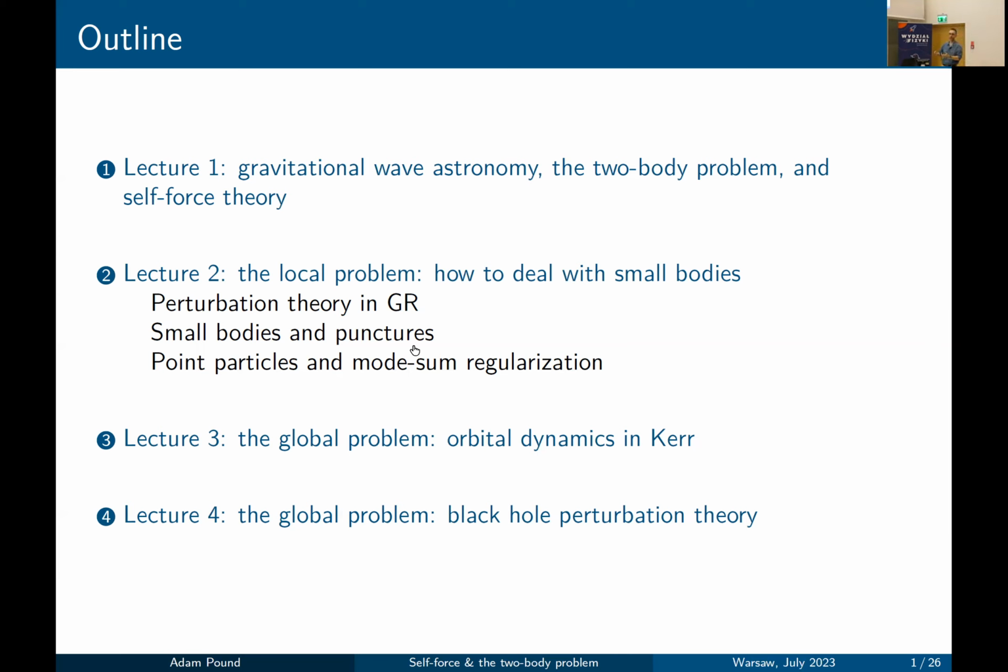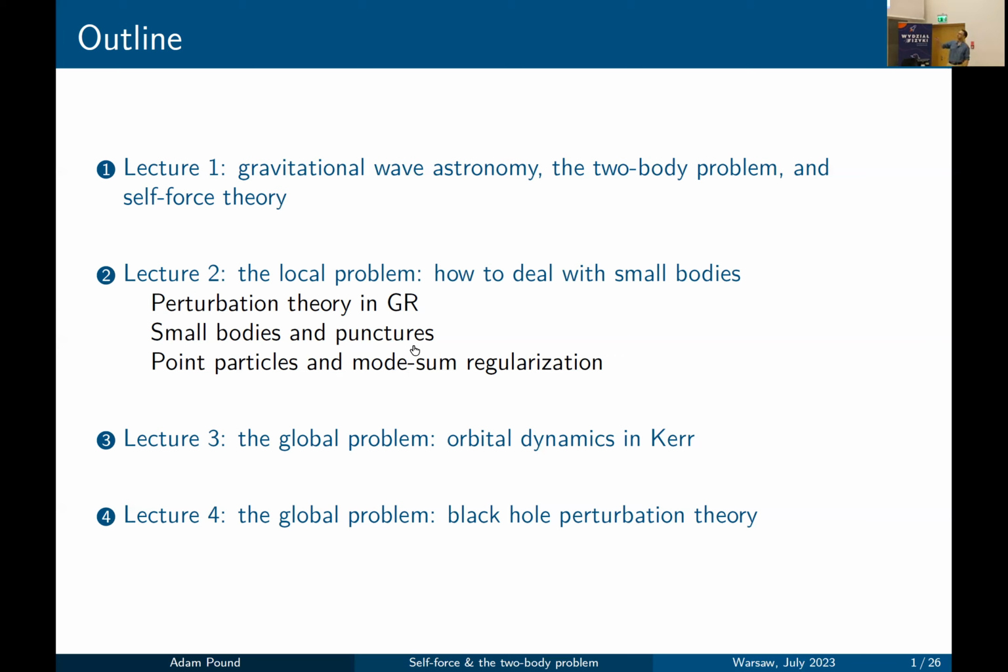Then the global problem is, okay, I've got some small body. I understand what's happening near it. It's now orbiting around the big body. How do I solve the Einstein equations in that setting? So I'll cover the first half of that, hopefully. I'm probably not going to get through all of lecture 2 today. I'll see how far I can get.